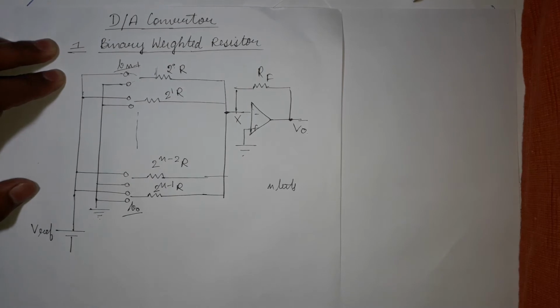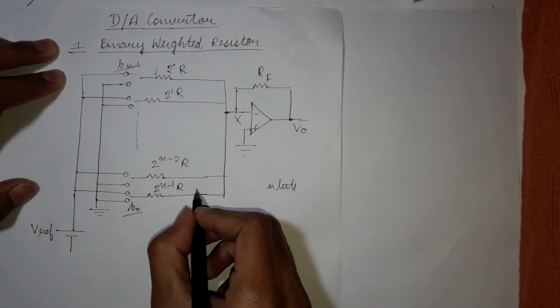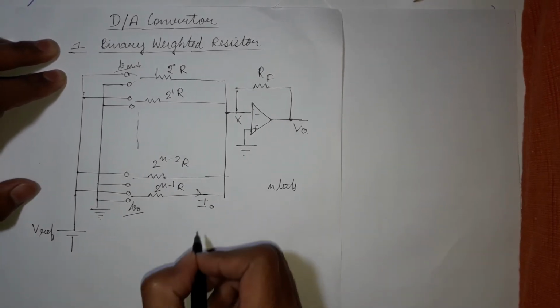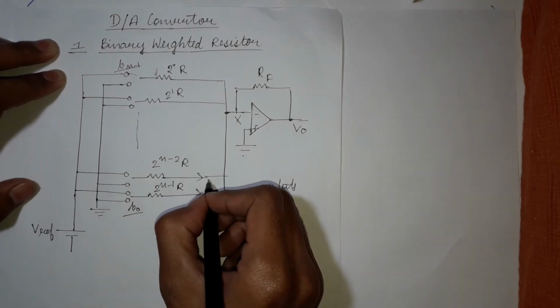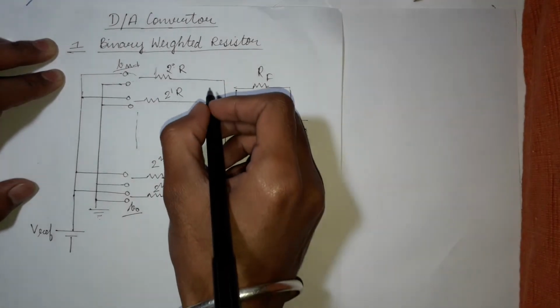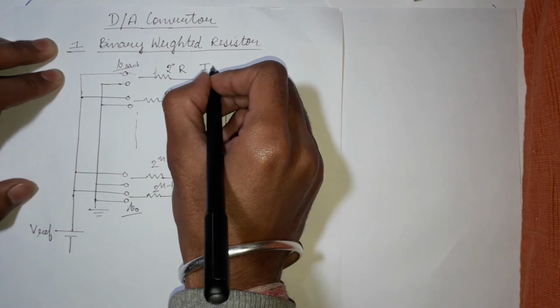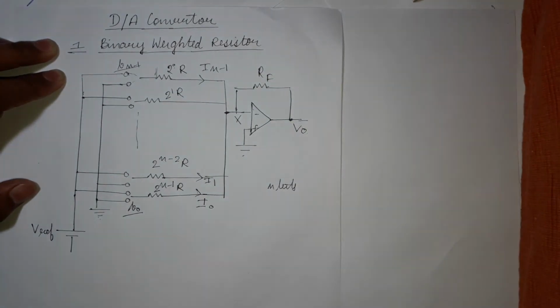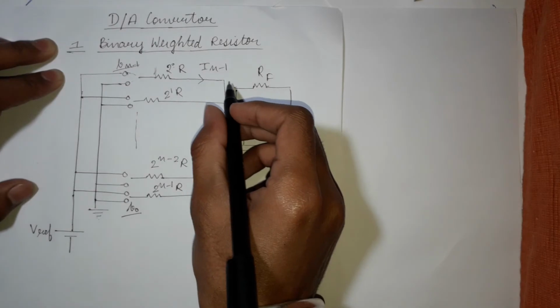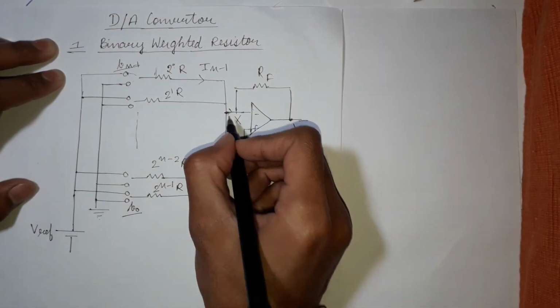Okay, now let's assume the current flowing from here is I0. Here it is I1 and so on till I n minus 1. Alright, now the total current will be combined and will pass from here.